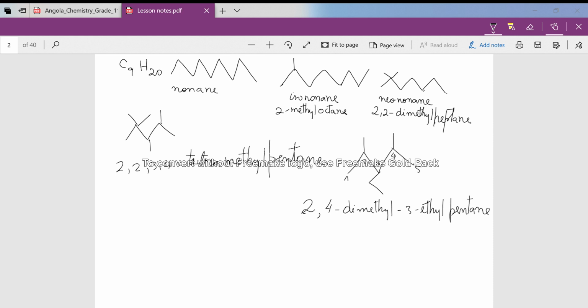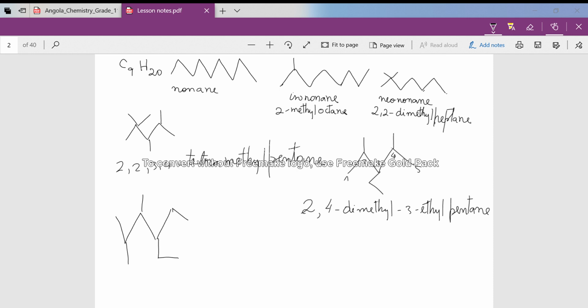So how many isomers do we have now? I have 5: 1, 2, 3, 4, 5. But we still could have more. We could have 1, 2, 3, and then 4, 5, 6, 7, 8, let's say 9 here. So we could have any combination, any structure, as long as it has 9 carbons, it would be an isomer of nonane. So the more carbons you have, the more possible combinations we have.